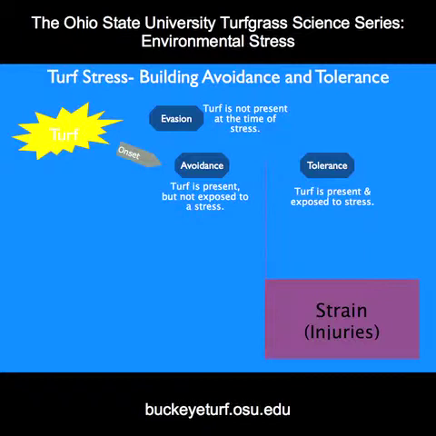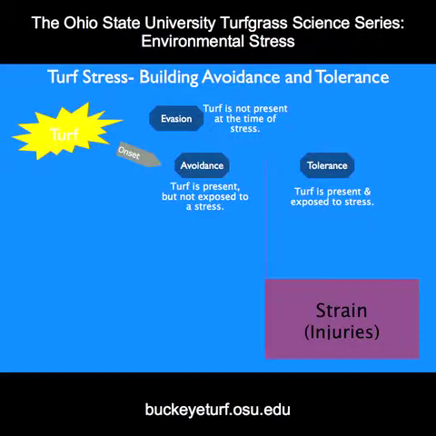Evasion is where the plant is not present at the time of the stress. This would be the case for many annual weeds. For example, the true annual form of Poa annua produces seed in the spring, then dies prior to the summer stress period. From a management perspective, having your turf die prior to a stress is not an acceptable means of stress resistance or stress management.